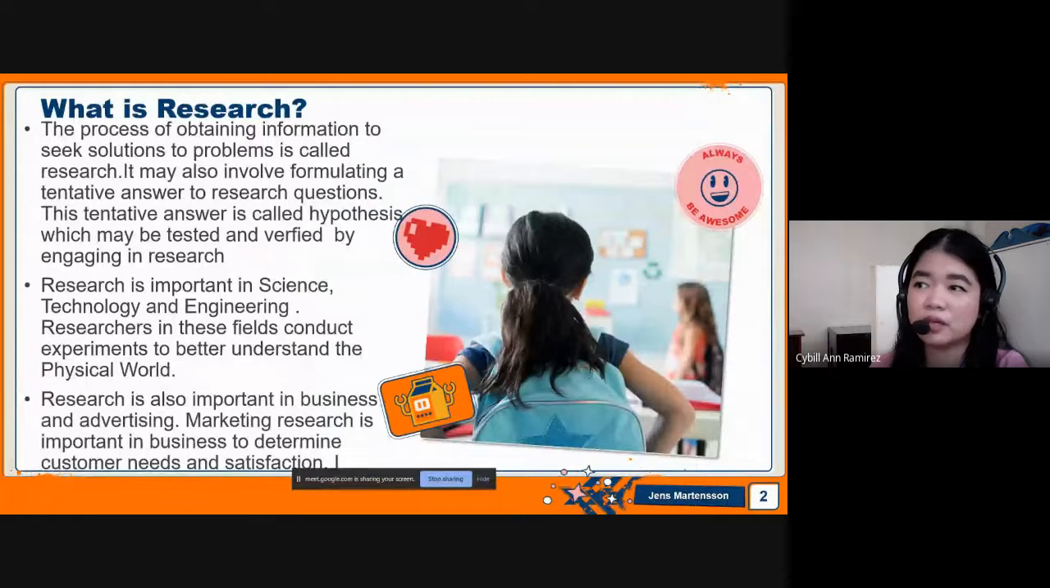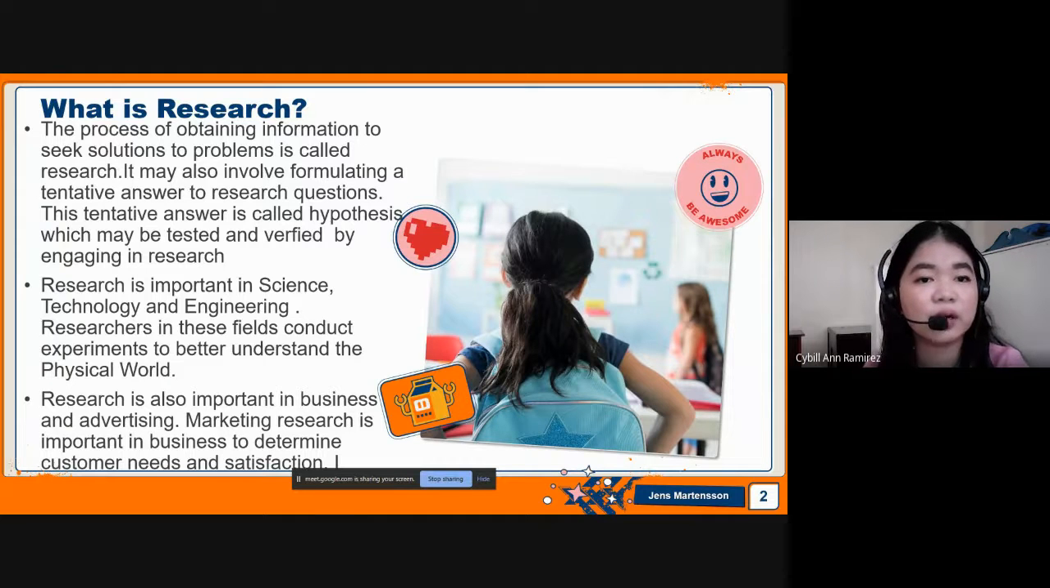If I were to summarize research in the simplest way, it's like I would like to know what is the solution to this certain kind of problem. Or if I would like to know if our city is fit to become like a tourist destination, how do I know that we met this criteria? How do I know what is the solution to this problem?